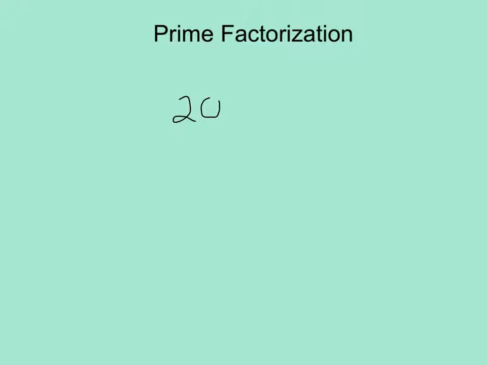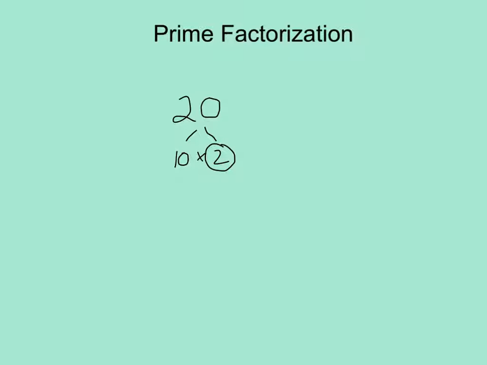Let's say we have the number 20, and we want to do the prime factorization of this. So what we do is we start off and we say, what are the factors of 20, or what two factors can we do to get to 20? Now I could do 2 times 10, I could do 5 times 4, doesn't matter, but I'm just going to start off with 2 times 10. Once we get to a prime number, we're just going to circle it. So 2 is prime, but 10 is not prime.